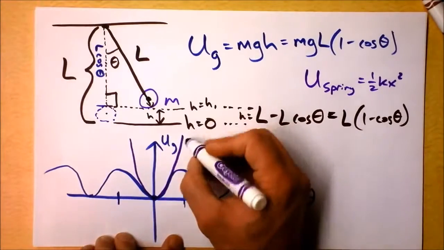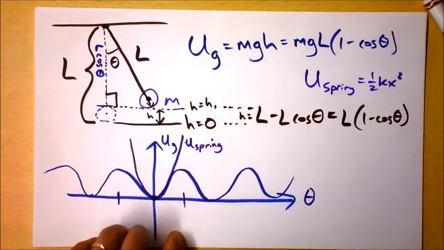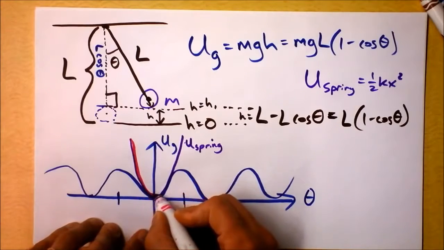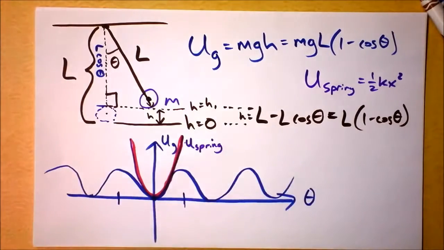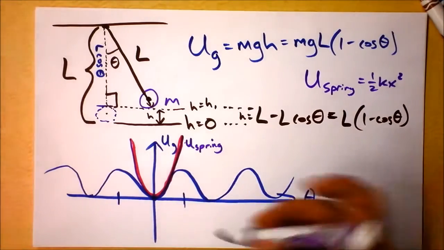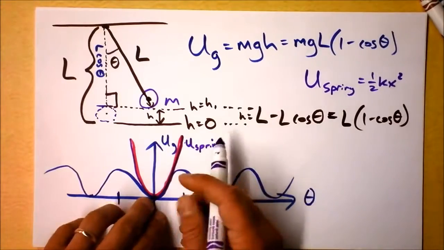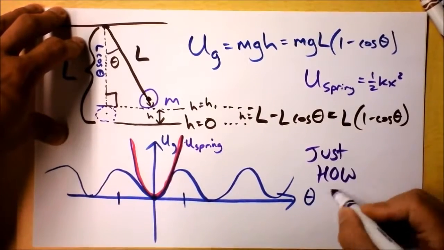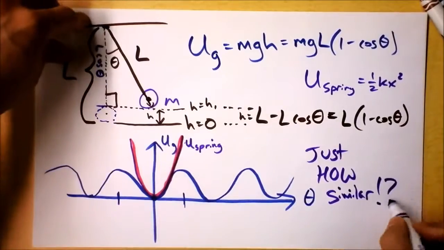Let's be strict about it. This is U for the spring in purple right there. Maybe purple's not so clear, I should put a pink on top of it. This is U for the spring, and it's very similar in some region to the gravitational potential energy of a pendulum. Of course, they only meet at one point. They're not actually overlapping, but they're very, very close to each other. So we're going to investigate just how similar these guys are. Let's find out.